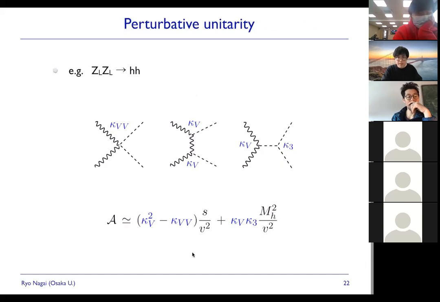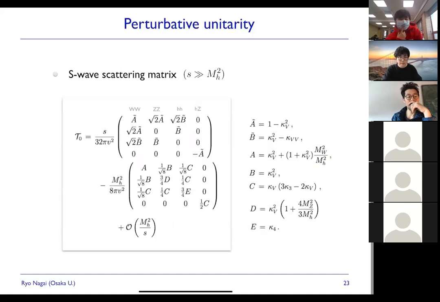The perturbative unitarity imposes some upper bound on this amplitude. So by imposing the perturbative unitarity, we can constrain the Higgs coupling deviation. But precisely speaking, we need to impose the perturbative unitarity not only on this process, but also on other amplitudes. So in our analysis, we consider 2-to-2 scattering among the Higgs and the gauge bosons and estimate all amplitudes at the cutoff scale. The scattering amplitudes are summarized by a 4x4 scattering matrix like this.